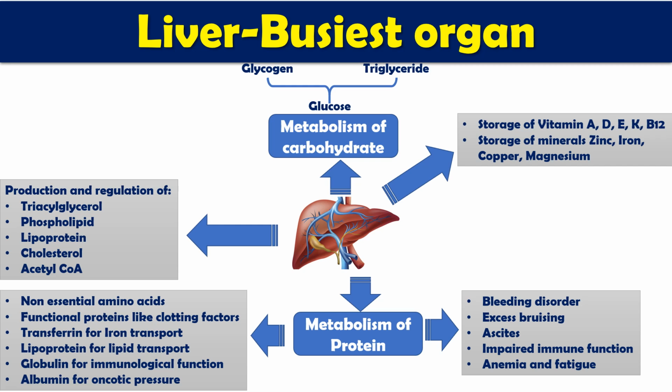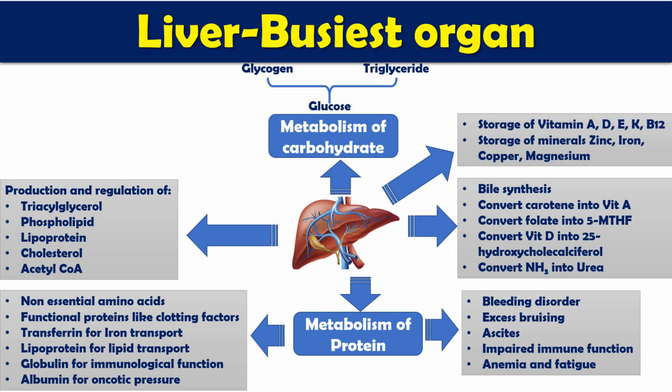Not only this one, the liver also stores glycogen, vitamin A, vitamin D, or all the fat soluble vitamins A, D, E, K, and vitamin B12. So these are the storage functions of the liver. Other than this, the liver is responsible for some other important functions like bile or bile pigment synthesis, conversion of carotene into vitamin A, conversion of folate into 5-methyl tetrahydrofolate, conversion of vitamin D into its active form, that is 25-hydroxycholecalciferol, and the urea cycle, that is conversion of ammonia into urea.